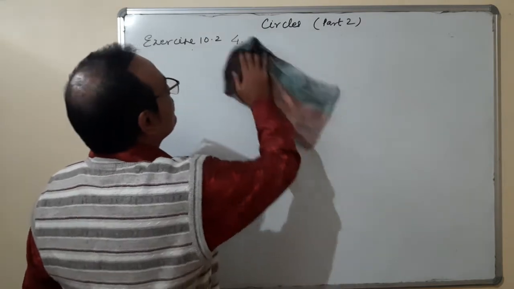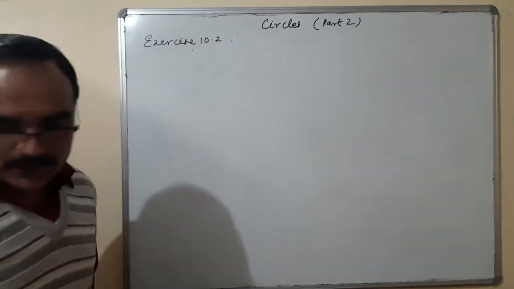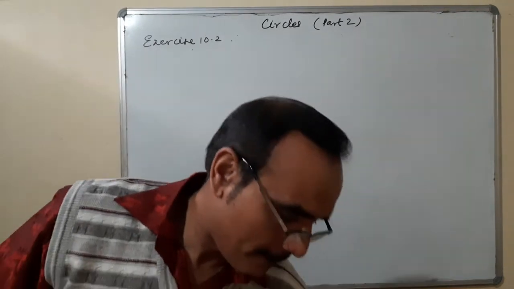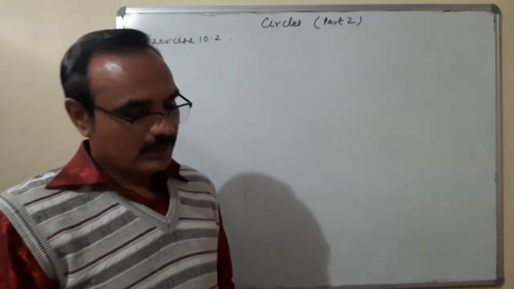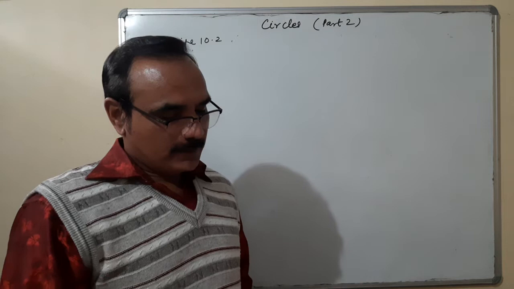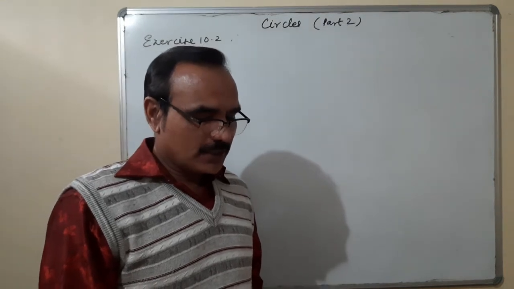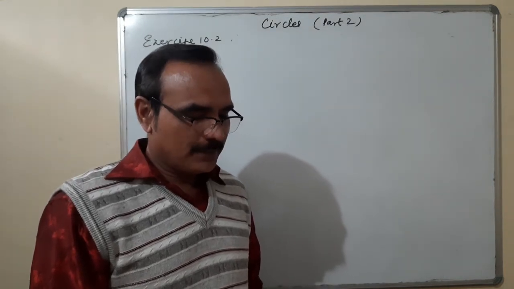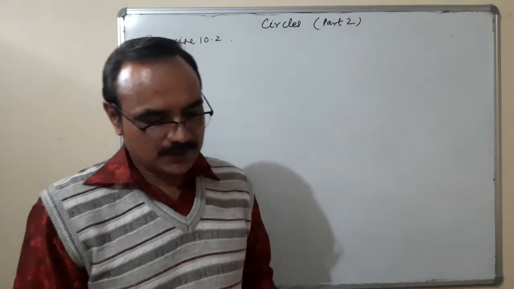Question number 8. What is it? A quadrilateral ABCD is drawn to circumscribe a circle. Prove that AB plus CD is equal to AD plus BC.